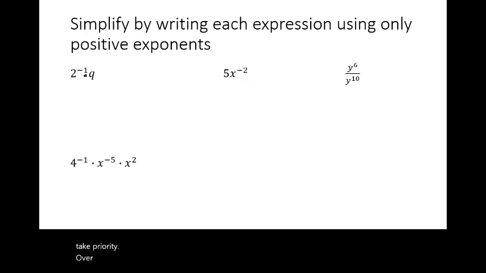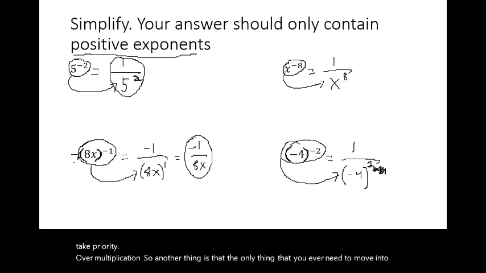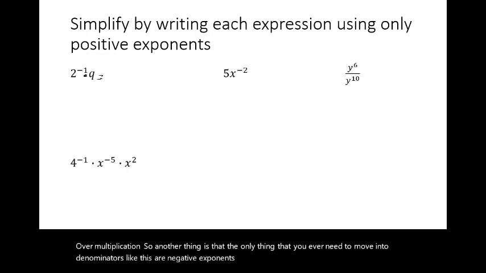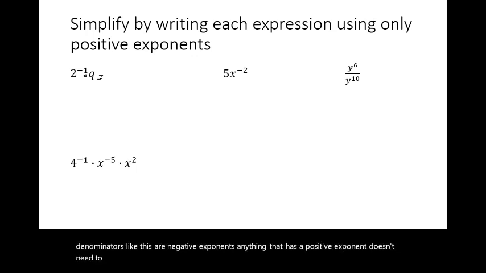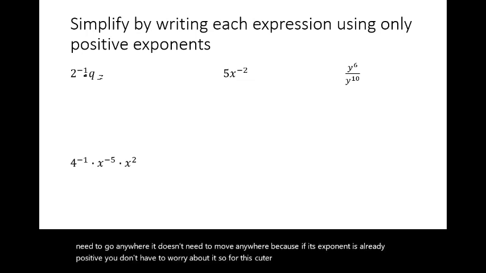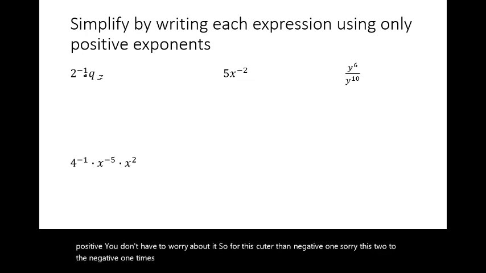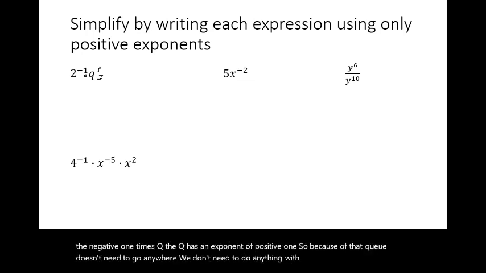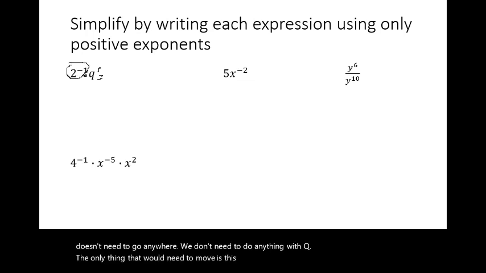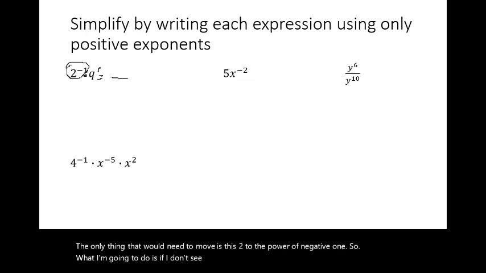So another thing is that the only thing that you ever need to move into denominators like this are negative exponents. Anything that has a positive exponent doesn't need to go anywhere. It doesn't need to move anywhere because if its exponent is already positive, you don't have to worry about it. So for this 2 to the negative 1 times q, the q has an exponent of positive 1. So because of that, q doesn't need to go anywhere. We don't need to do anything with q. The only thing that would need to move is this 2 to the power of negative 1. So what I'm going to do is if I don't see a denominator, I am going to create one.